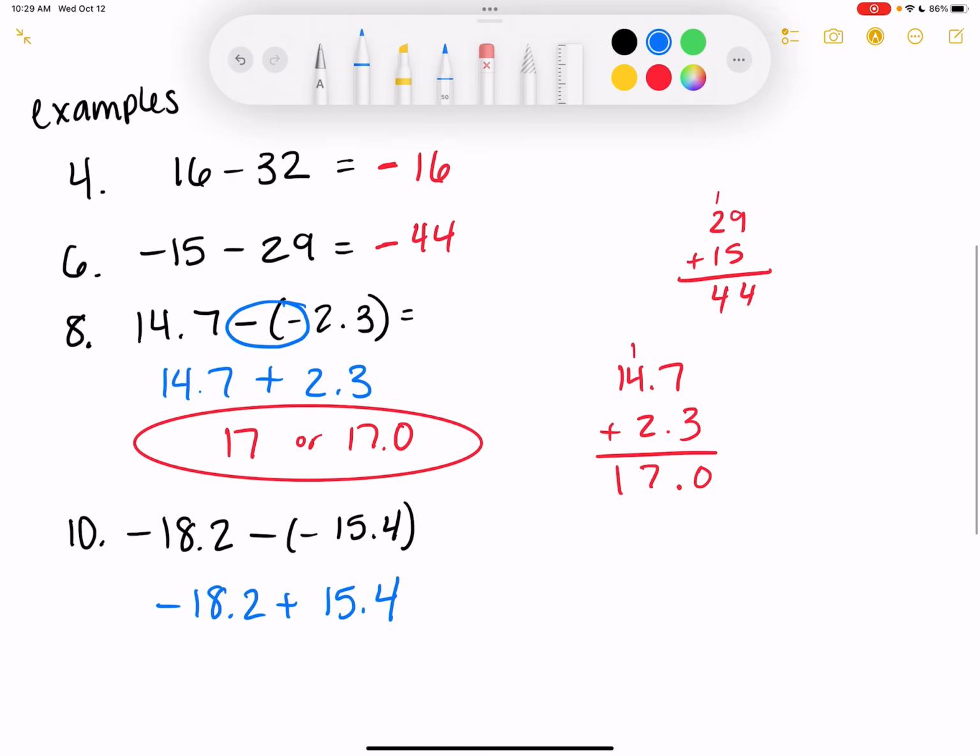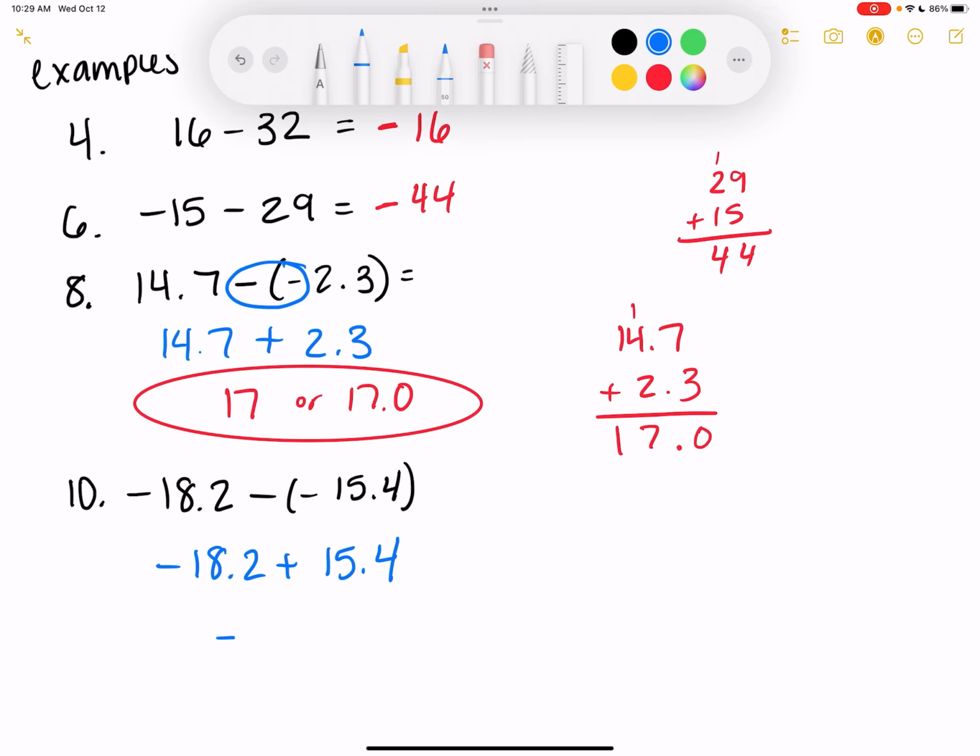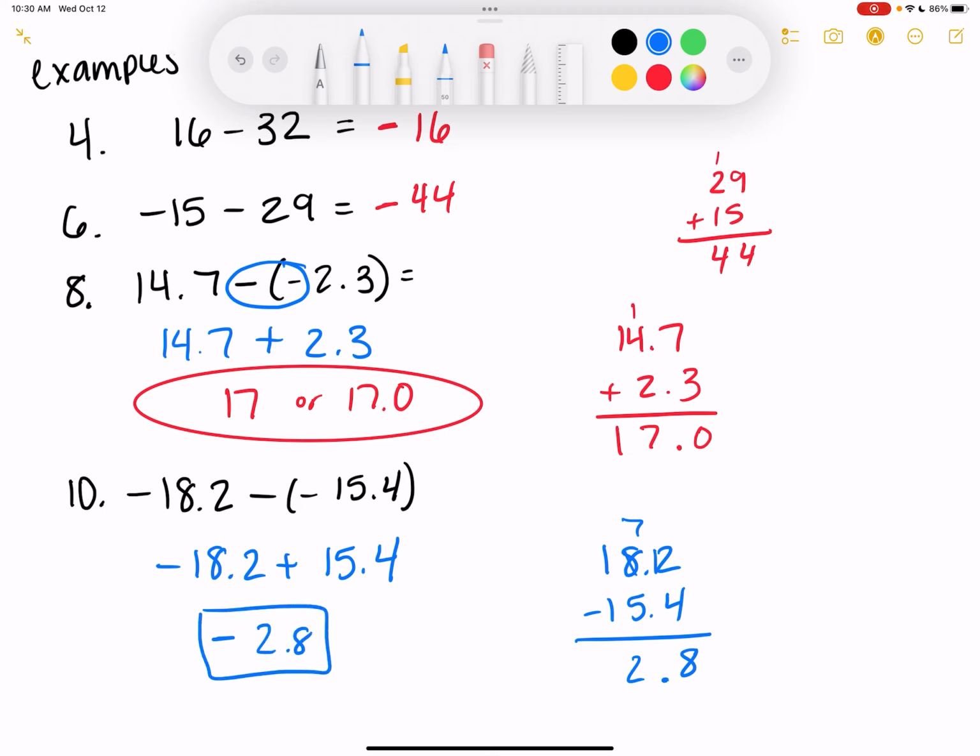So our answer is going to be negative because the 18.2 is bigger, okay? So then we do 18.2 minus 15.4. So we've got to take one away here. So 12 minus 4 is 8. 7 minus 5 is 2. Don't forget about the decimal. So it would be negative 2.8 for that one.